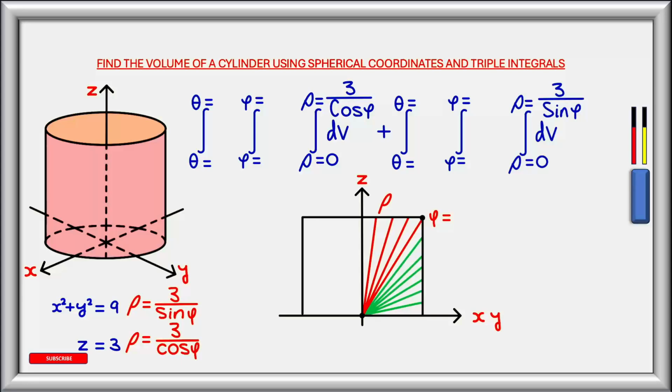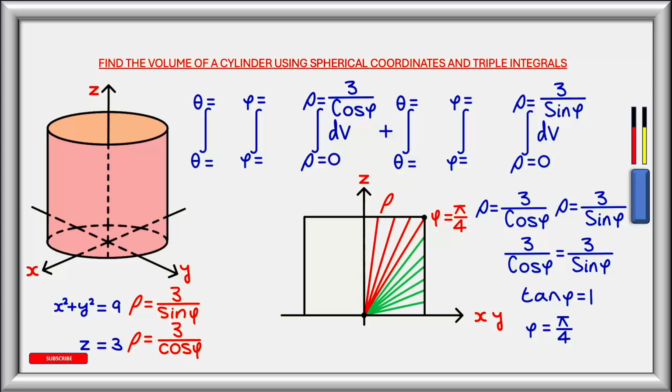To determine the angle of phi where this occurs, we can equate the two equations in spherical form. And so the two equations are rho equals 3 divided by cos phi and rho equals 3 divided by sin phi. And equating the two gives 3 divided by cos phi is equal to 3 divided by sin phi. And using the trig identity where sin phi divided by cos phi is equal to tan phi, we have tan phi is equal to 1, and therefore phi is equal to pi by 4 radians.